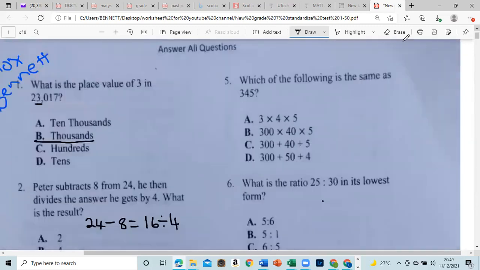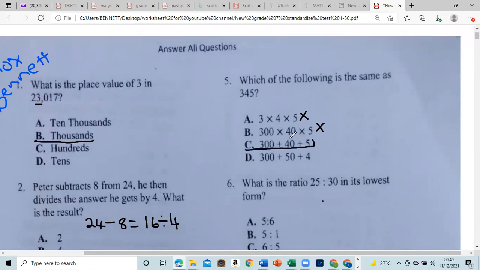All right, so let's look at number 5. Which of the following is the same as 345? So we can eliminate this. 3 times 4 is 12, 5 that's 16. These are times. The number got too big, so we eliminate them. All right. No fancy nothing. Just do them as we go along. 300 plus 40, that's 340, plus 5. So there we have it. Our winner is C.